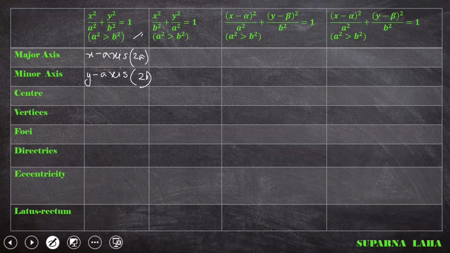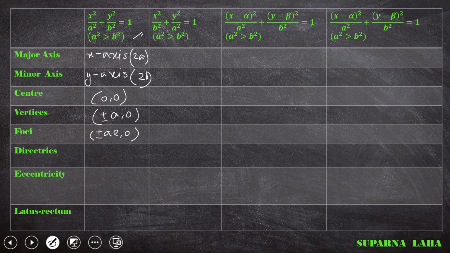The center of the ellipse is at the origin. So write it down, the center is 0, 0 at the origin. And the vertices are plus a, 0 and minus a, 0. So the vertices lie on the x-axis, plus minus a, 0, when the major axis is the x-axis. And the foci also lie on the x-axis and are plus minus ae, 0.